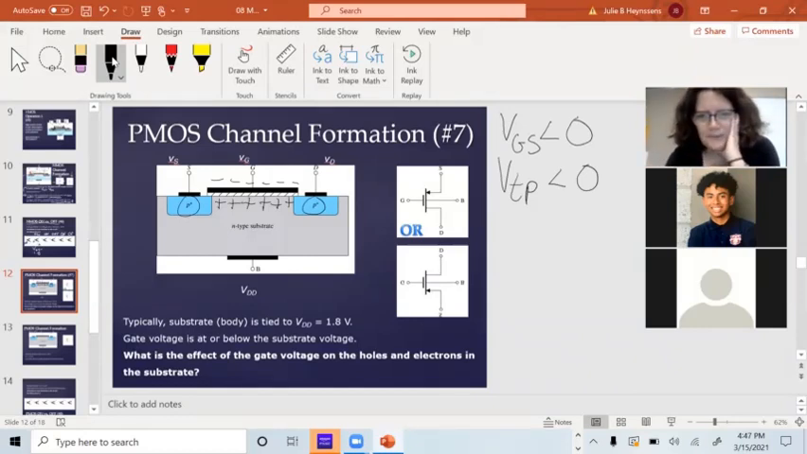Now, this is the way most people actually draw. Oh, great, you're kidding me.